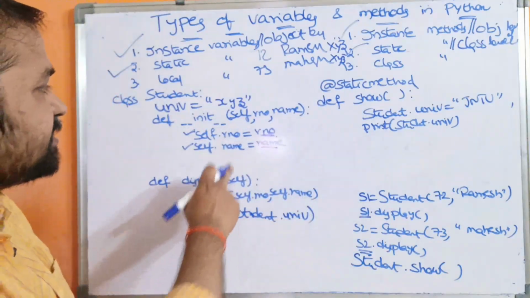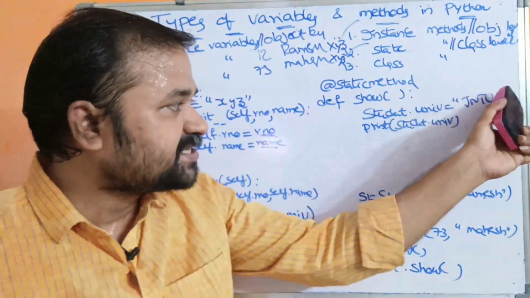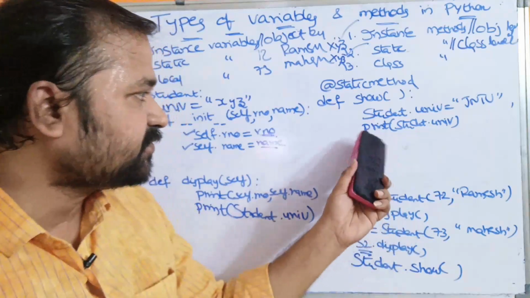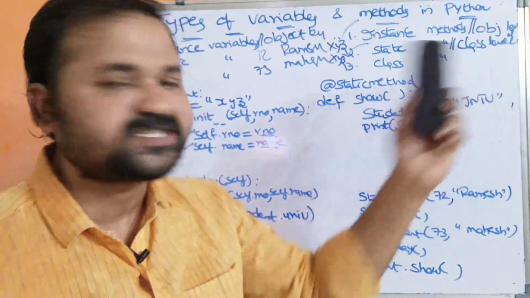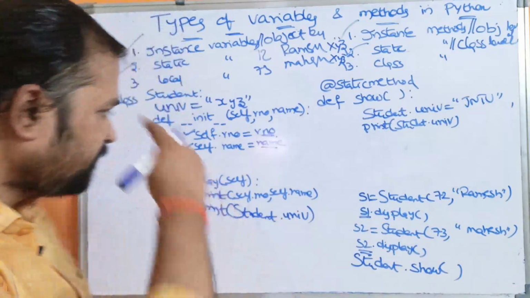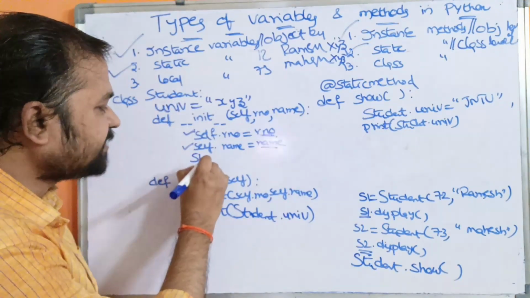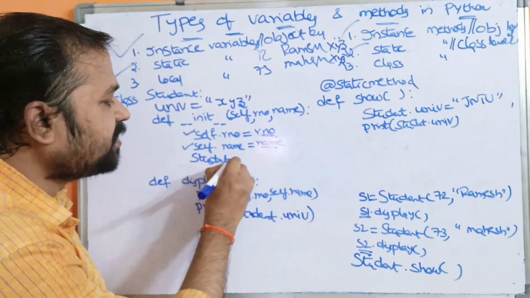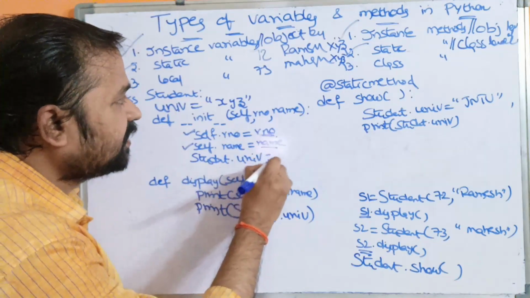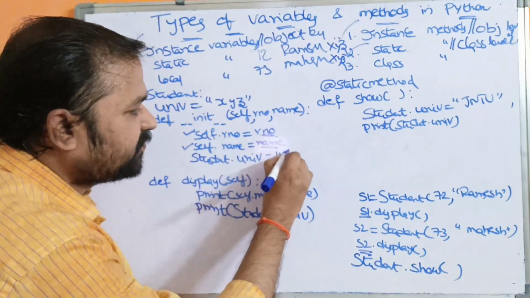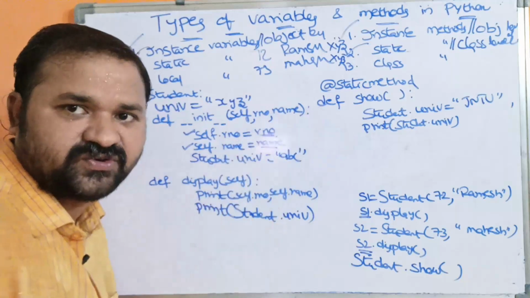Previously the university value was XYZ, but now it is changed to JNTU. So print of student.university gives JNTU. Here, if you want, we can perform initialization in the constructor also. So how to access the static variable? Student.university is equal to, let the value be some ABC. So we can do the initialization here also, okay?